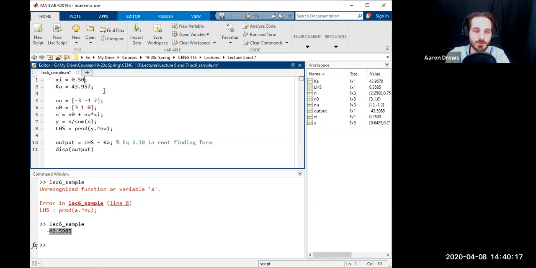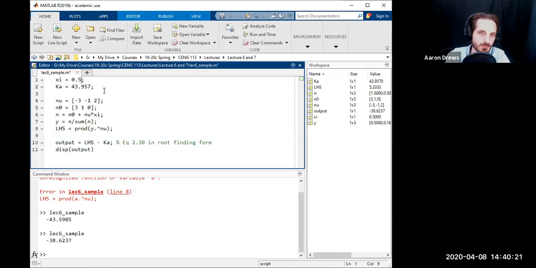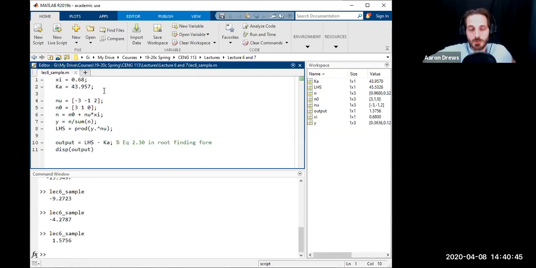If we try 0.5, we got a little bit closer, try 0.7. Okay, so it's somewhere between 0.5 and 0.7. Try 0.6. Minus 27, not quite high enough. How about 0.65? Better. How about 0.66? Even better. 0.67, 0.68. There we go, right? It's somewhere in between 0.67 and 0.68.